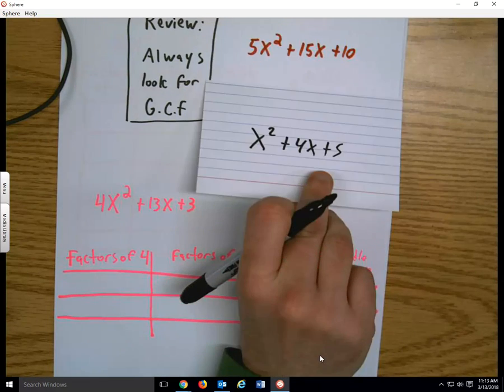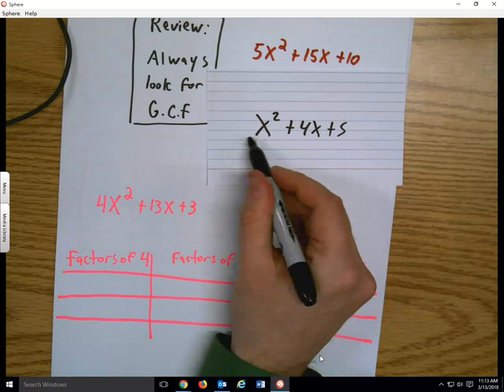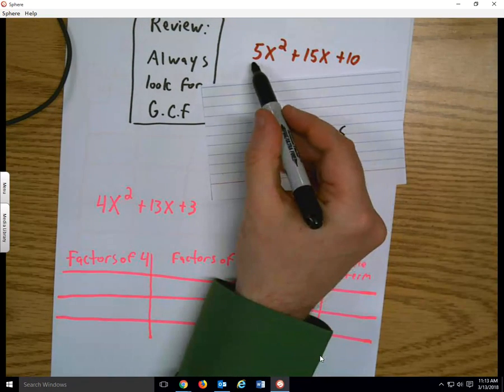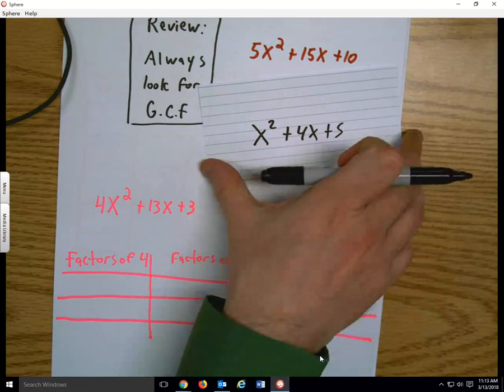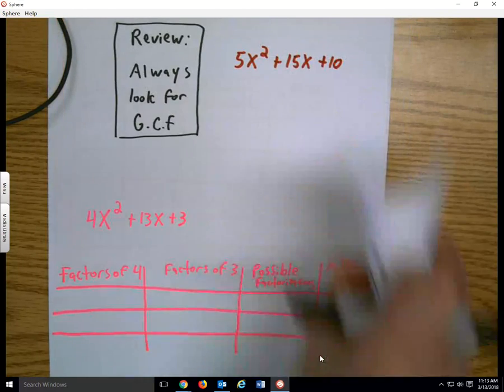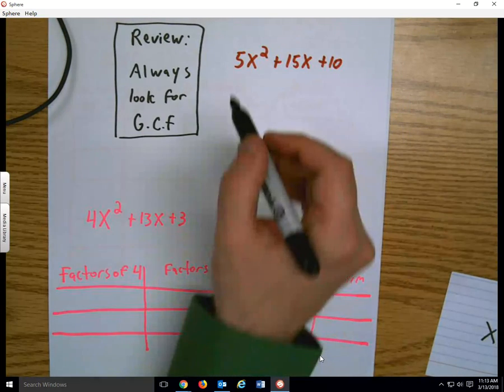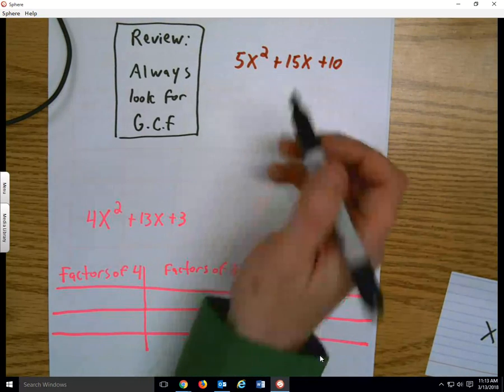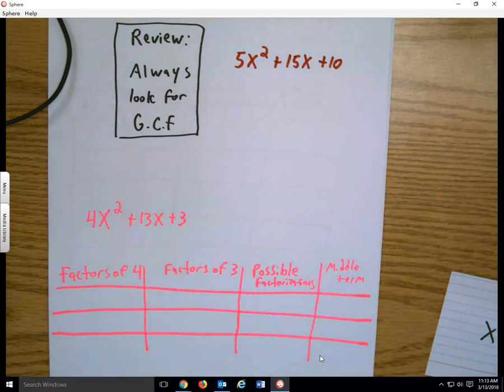So these are the ones we've been factoring up to this point. There's nothing in front of this x squared. But now we have a 5 there. So we have a number in front. So when I say look for the greatest common factor, is there a number that can go into all of these? Is there a factor that can go into them all?